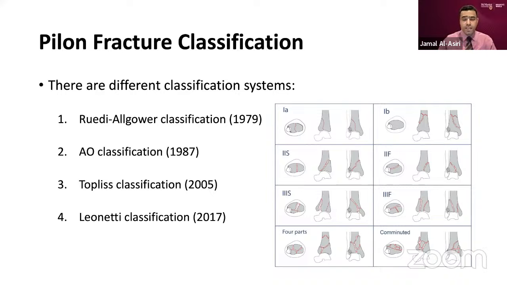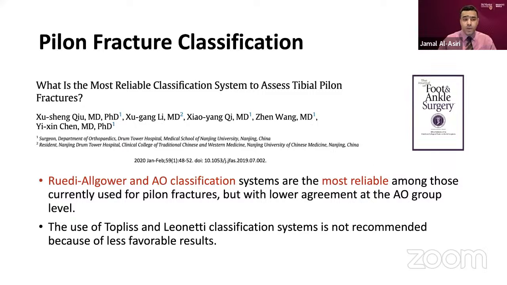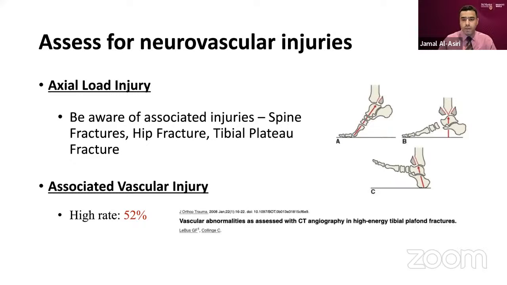Based on these different classifications, Dr. Q in 2020 put this article about what is the most reliable classification system to assess tibial plafond fractures. They found that Rüedi-Allgöwer and AO classification systems are the most reliable among those. We're going to move on to assessing a plafond fracture, including neurovascular injuries and other parts of assessments.